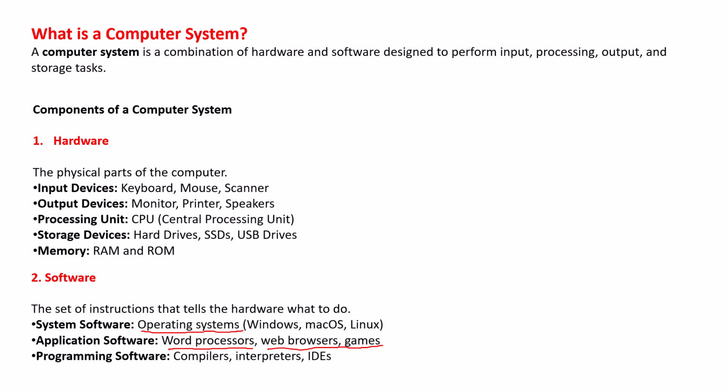Programming software are compilers, interpreters, and the IDE, which stands for integrated development environment. These three are the programming software used to compile or interpret the program. So I hope you now understand the different types of software we generally use: system software, application software, and programming software.